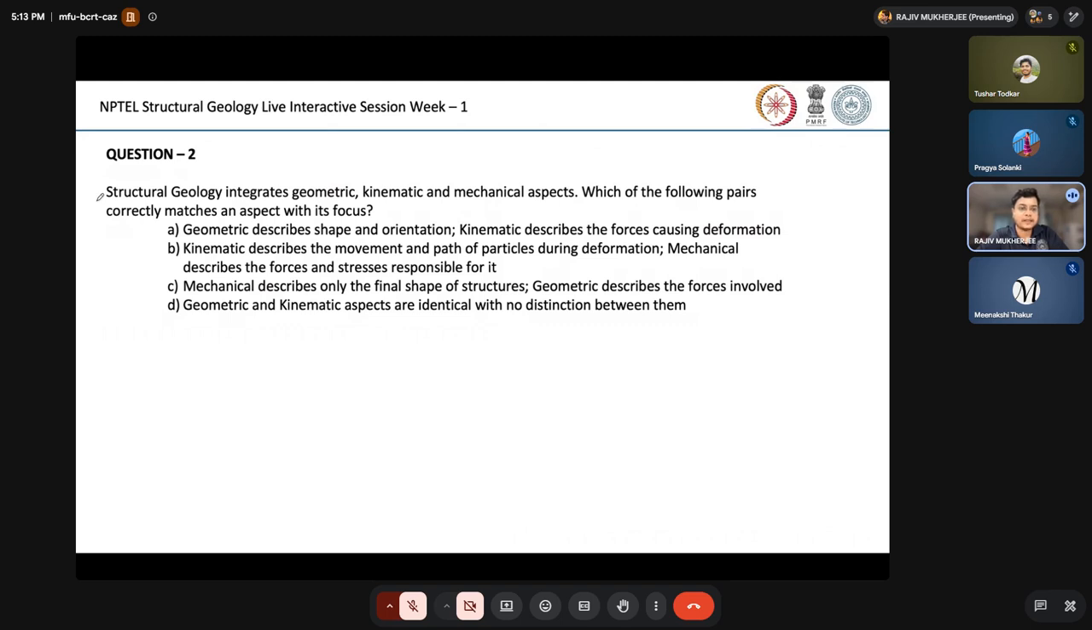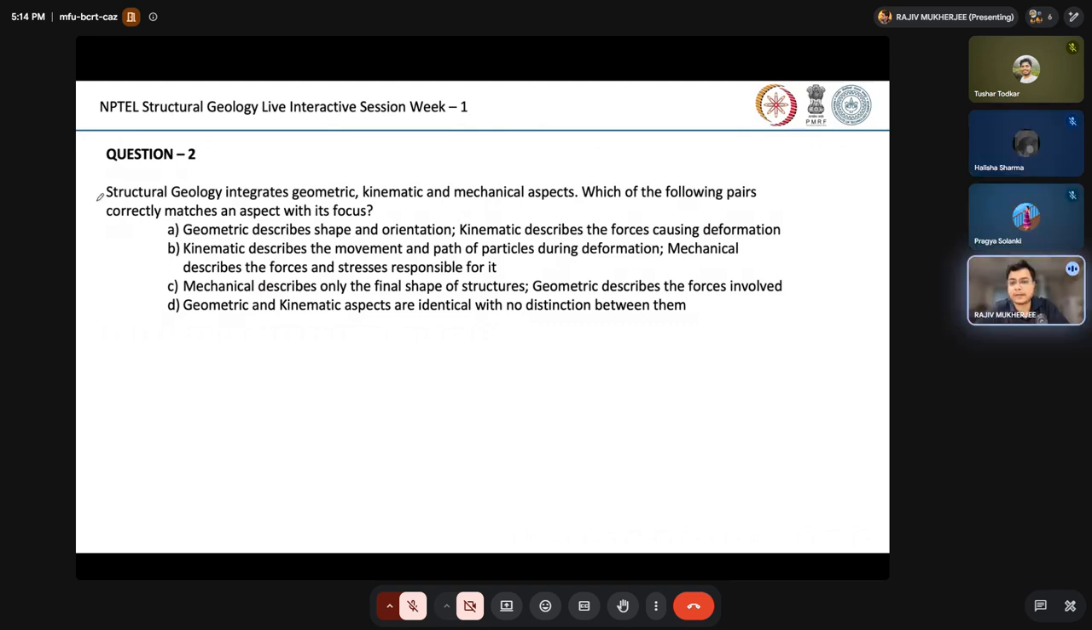Option A: geometric describes shape and orientation, kinematic describes the forces causing deformation. Option B: kinematic describes the movement and path of particles during deformation, mechanical describes the forces and stresses responsible for it. Option C: mechanical describes only the final shape of structure, geometric describes the forces involved. And option D: geometric and kinematic aspects are identical with no distinction between them. Right, so this is apparently easy, but it's a trick question, so you have to think thoroughly.